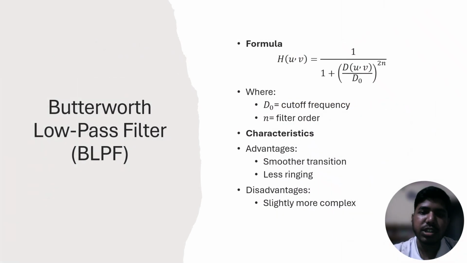The Butterworth low-pass filter provides a smoother transition than the ideal filter. Instead of sudden cutoff, it gradually reduces frequencies. Because of this smooth transition, it produces less ringing. It is widely used in image processing applications.